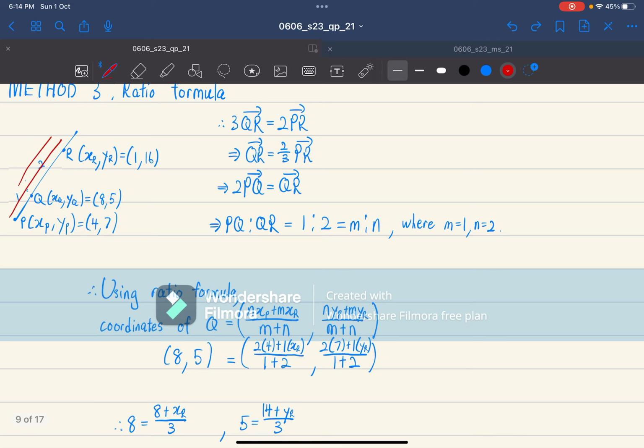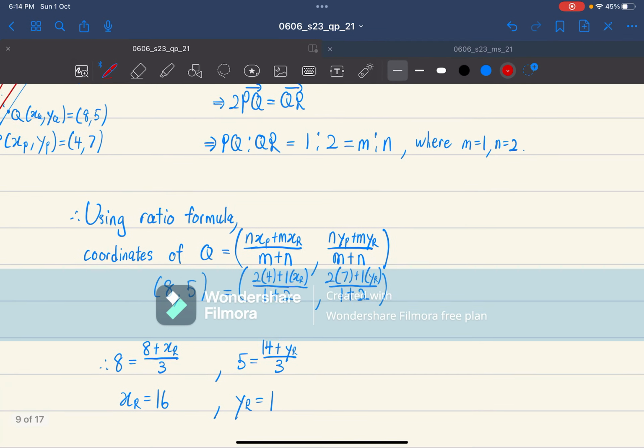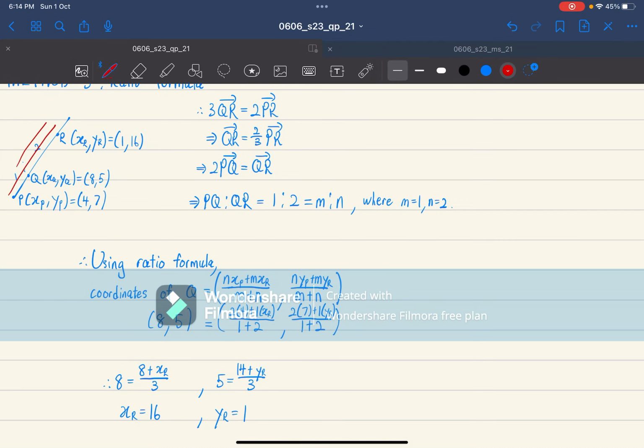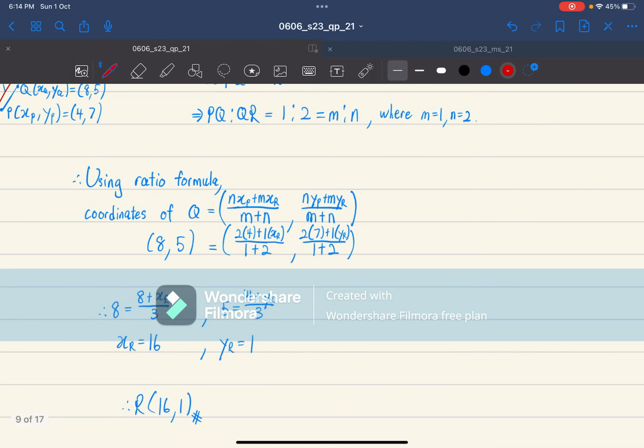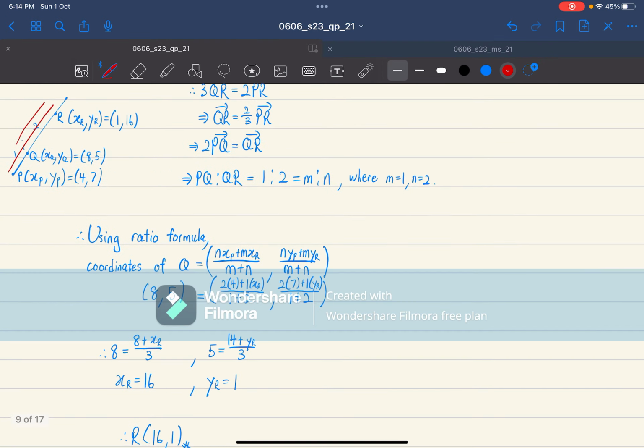And the next step right here is just the substitution of all the values, and when you solve it, you can get what XR and YR is. And then, yeah, that's going to be the final answer. R equals 16.1. And that's how you solve it.